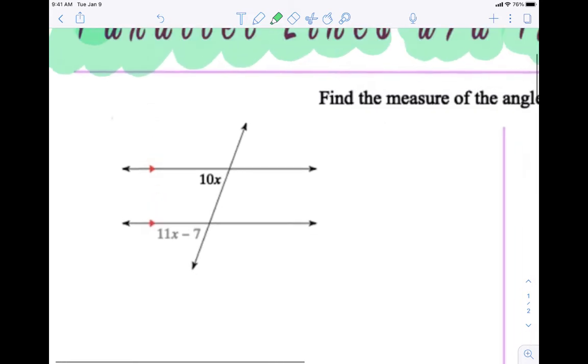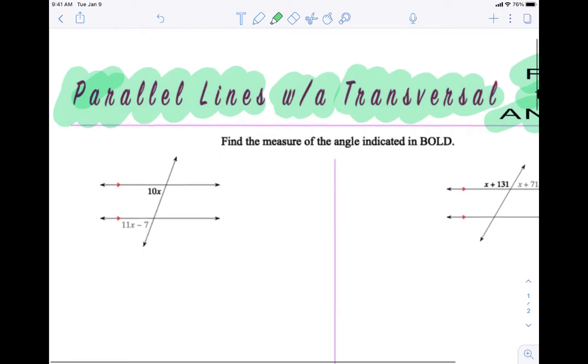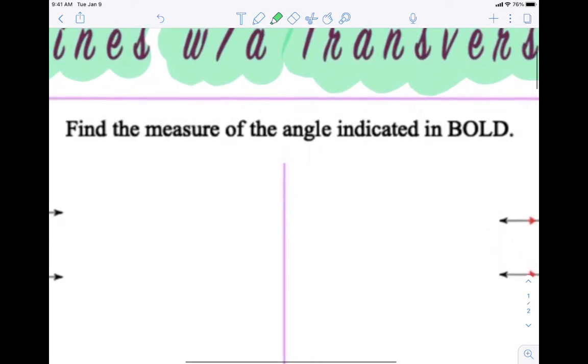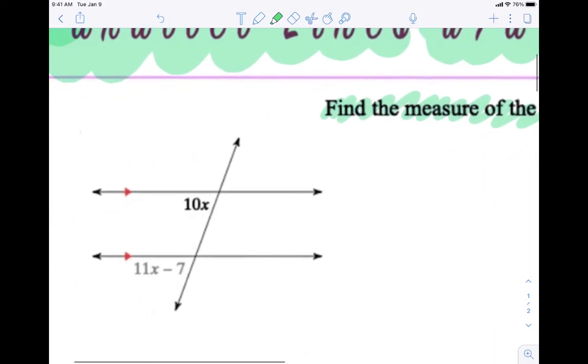Well, first of all, what did I forget to do? Always, always, always read the instructions first. So the instructions here, it says find the measure of the angle indicated in bold. Find the measure of the angle indicated in bold, right? In bold. So let's take a look here. I noticed that, look, this 10x is a little darker than 11x minus 7. So this is the angle we're going to find.